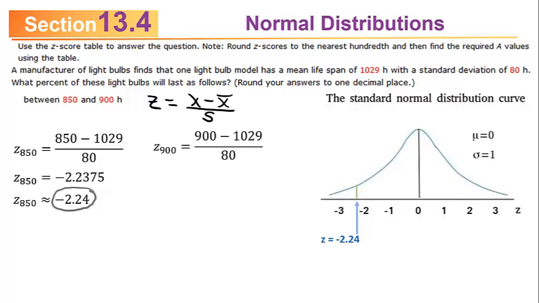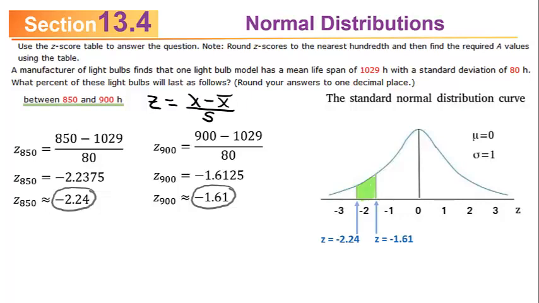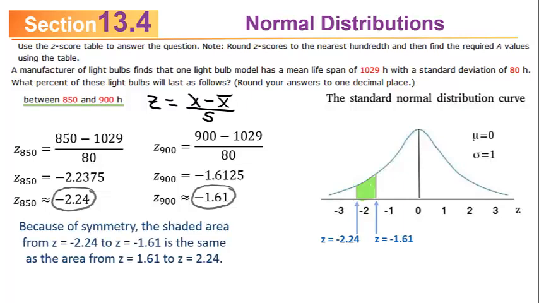Now we do the z-score for the other value, the 900, subtract off the mean of 1,029 divided by the standard deviation of 80, and that comes out to be about negative 1.6125, but again we were instructed at the top to round the z-scores to the nearest hundredth, so that comes out to be about negative 1.61. And looking at that on the graph, we see what we have. We want the area between those two. Well, now we're back to a situation we're perfectly familiar with. We're going to think about the symmetry involved because we're looking at negative z-values.